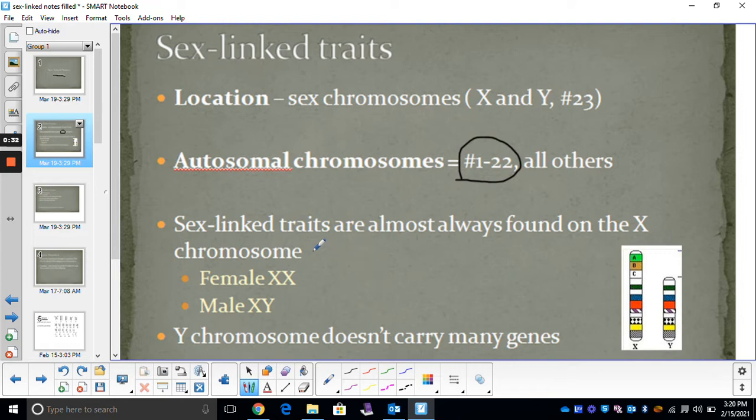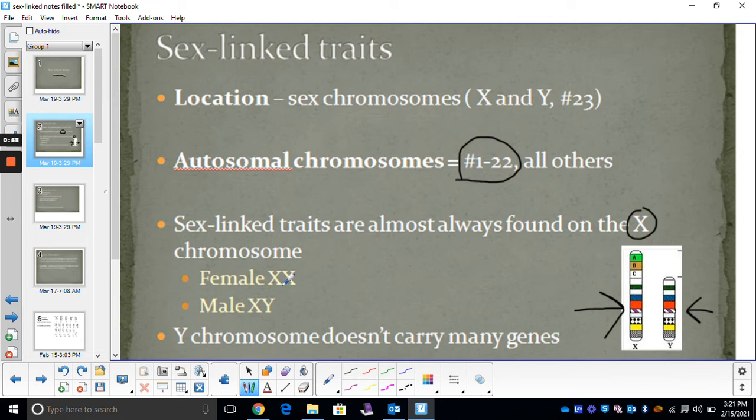Now, sex-linked traits, we're going to focus on today. Sex-linked traits are almost always found in the X chromosome. Now, the X chromosome and the Y chromosome are a little bit different. Obviously, you can see the X chromosome, although it's a cartoon picture, has more genes and has more DNA than the Y chromosome. So when we have sex-linked traits, they're almost always found in the X chromosome.